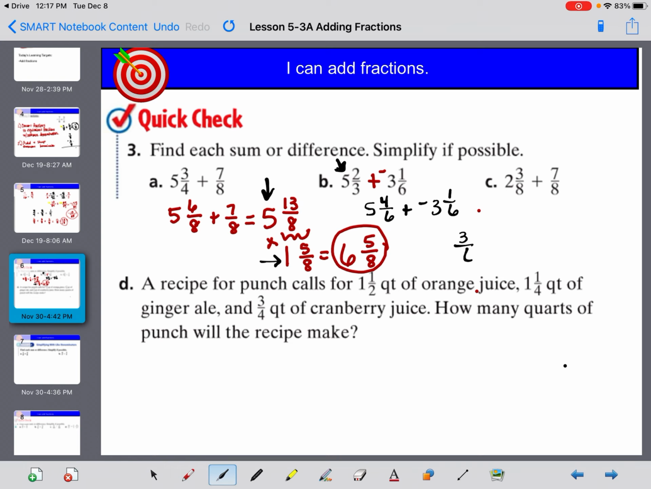4 minus 1 is 3/6. 5 minus 3 is 2. 2 3/6. I still need to reduce that, and I get 2 1/2 positive.